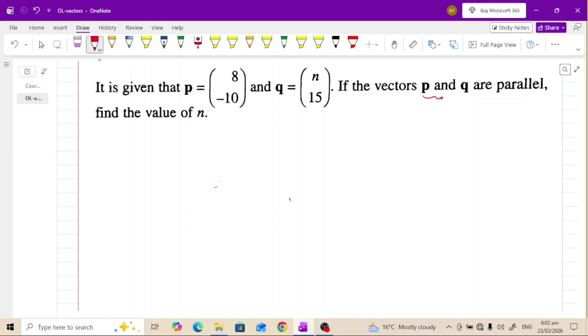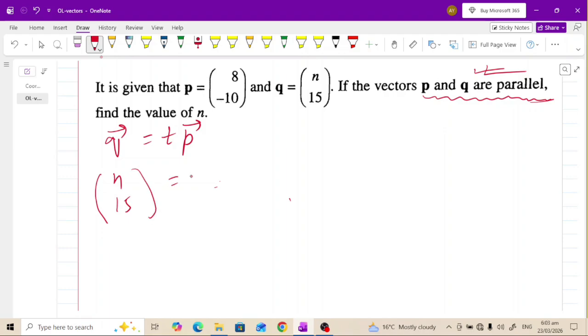The key concept here is p and q are parallel. So by taking this point under our consideration, we start solving this question. Since p and q are parallel, let's say that vector q is equal to t times vector p. So vector q is given in column form (n, 15), which is equal to t times (8, -10).